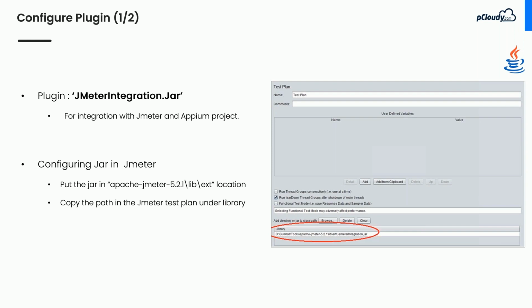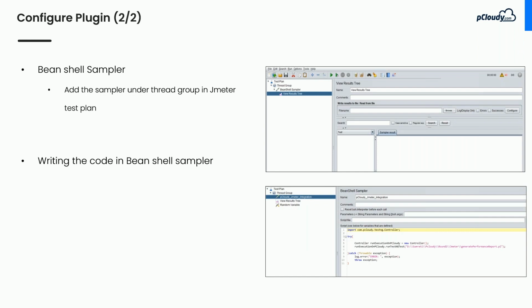When we go to the JMeter test plan, on the bottom of the screen, we find the option of library. We choose this library, and we will be able to extend the functionality of this particular jar into our application. So this is step one of configuring this plugin.